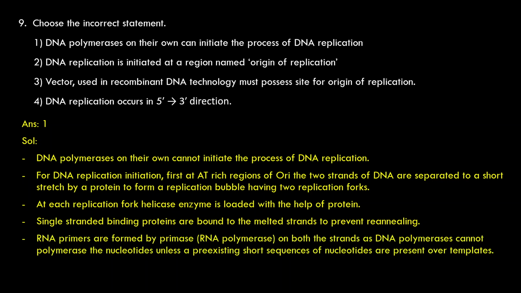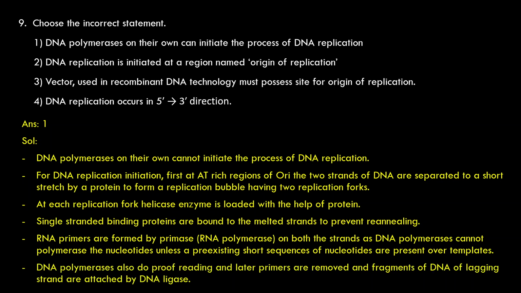RNA primers are formed by primase, an RNA polymerase, on both the strands, as DNA polymerases cannot polymerize the nucleotides unless a pre-existing short sequence of nucleotides is present over the template. Already we have discussed this. The incorrect statement is the first one. DNA polymerases also do proofreading, and later primers are removed and fragments of DNA of the lagging strand are attached by DNA ligase.